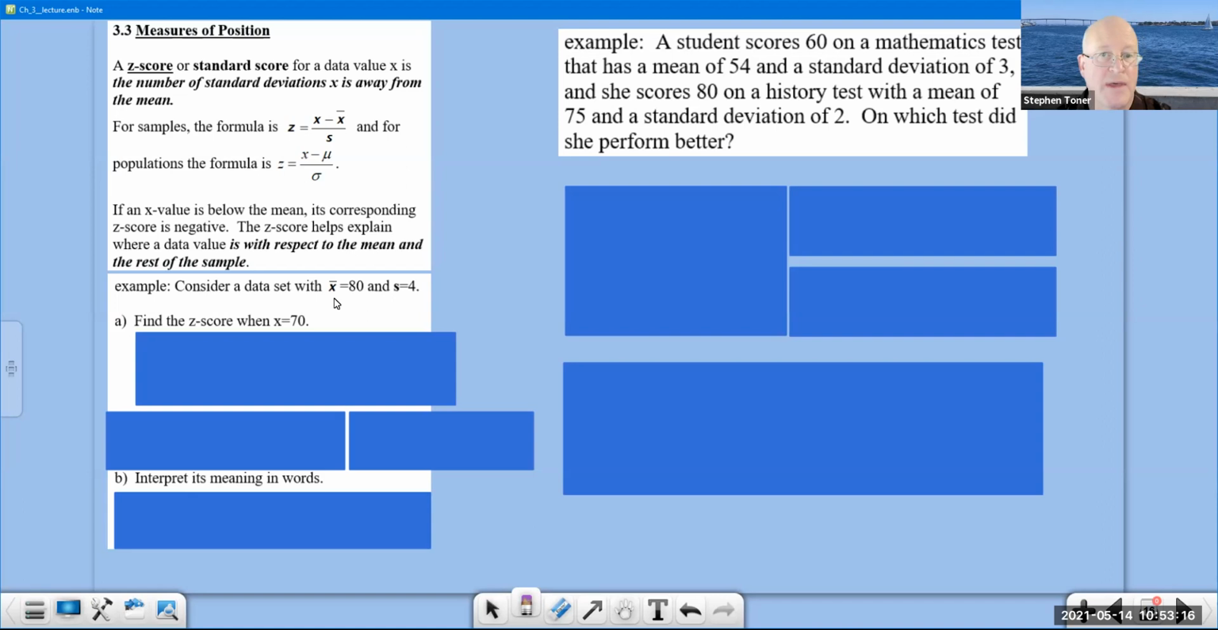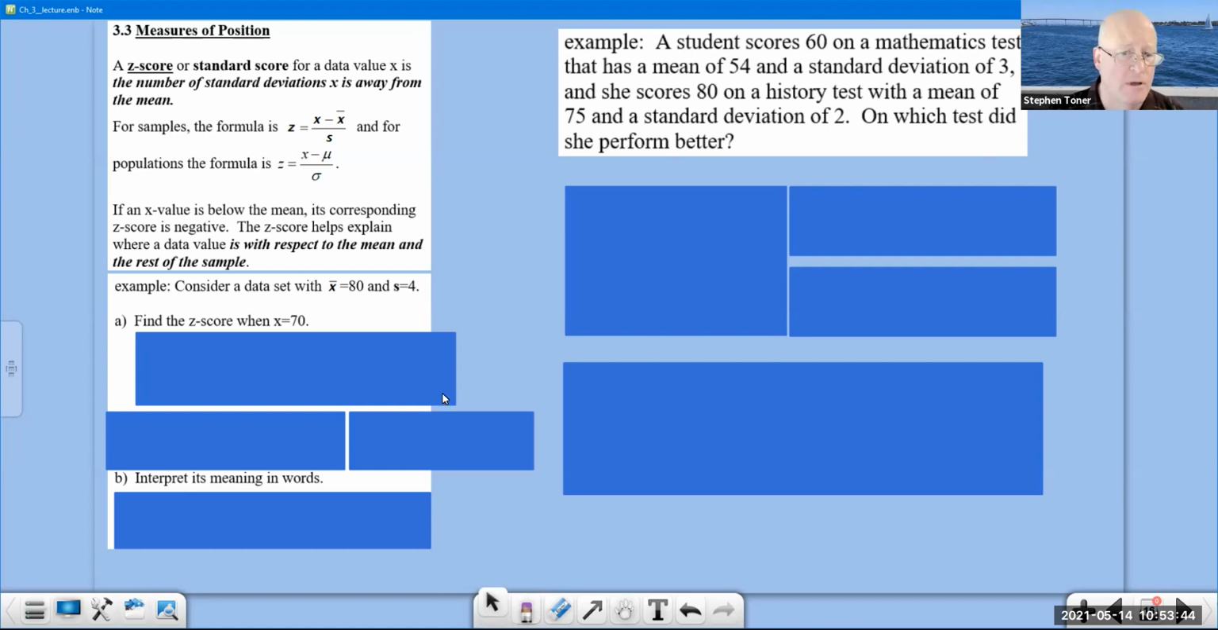Consider a data set that has a mean of 80 and a standard deviation of 4. And we're just going to begin with the basic calculation of finding the z-score for a value of X equals 70. Now, while you are getting used to this whole concept, it's very much a good idea to draw a number line with this data that they have given to you.